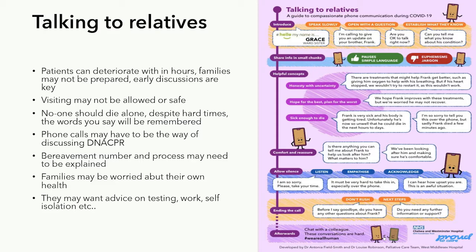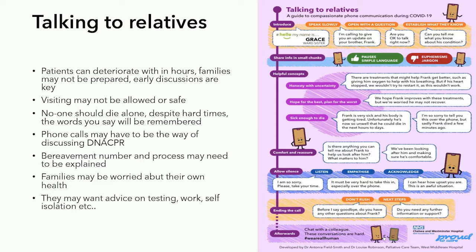Talking to relatives is a bit difficult and different from what we are all used to, because we are used to talking to relatives and families face to face, but the current situation means that we may not be able to do so in every case. So it is a bit more sensitive, it is a bit more difficult, and even the DNACPR decisions may have to be made by phone calls, and be prepared to be able to do that. And you may want to think about how to do that.